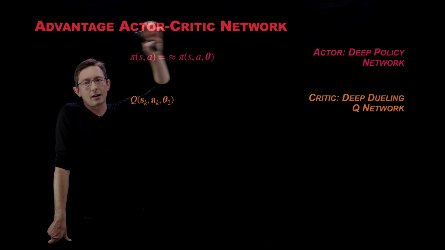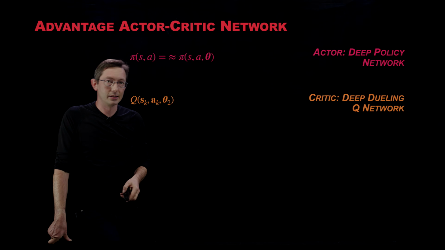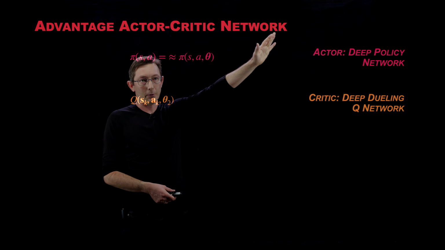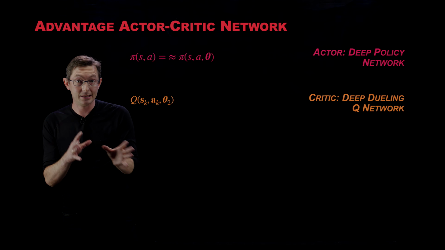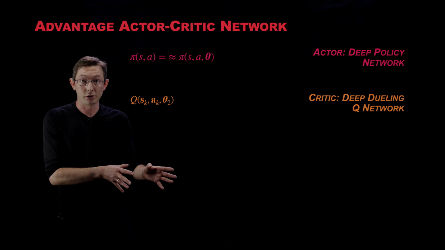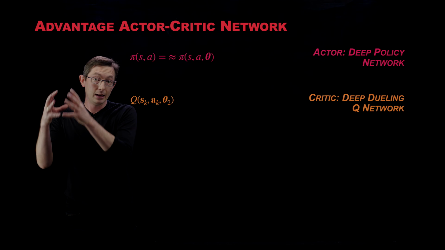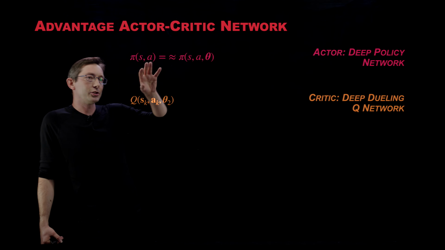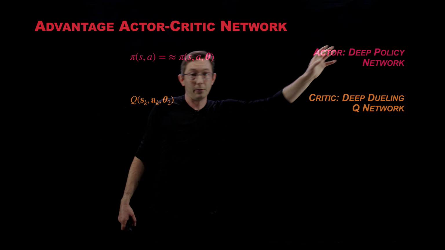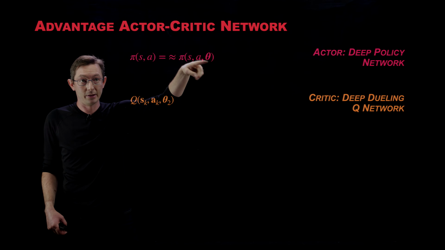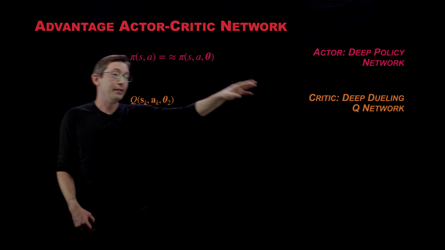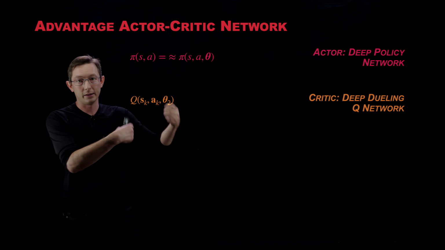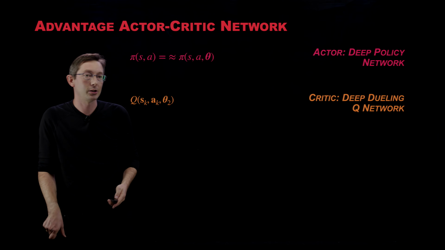Now, in the context of deep neural networks, there are some interesting things you can do. One I like is called the advantage actor-critic network. It uses that deep dueling Q network I told you about before, where you split the quality function into the value function plus the advantage of taking an action. Now the actor, again, is a deep policy network, a deep neural network for the policy with some weights theta. And the critic is a deep dueling Q network, Q, that tells you the quality of being in a state and taking an action.